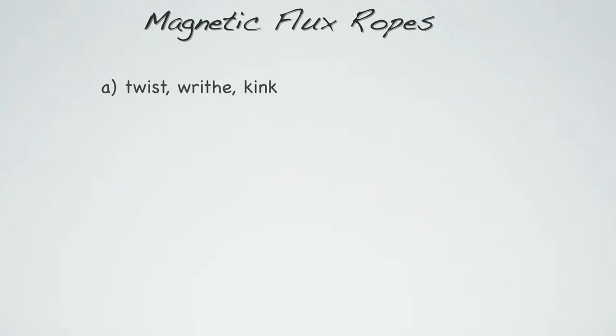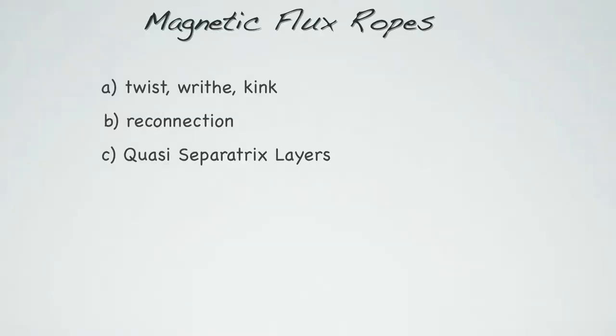So what I'm going to talk about is the ropes themselves, because they're currents and they're in a background field. There are forces on these currents, so they twist, they writhe, and they can be kink unstable. And in fact, in this experiment, the ropes are kink unstable. I'll tell you what I mean by that. We're talking about two magnetic ropes, and in this experiment, we can force them to collide periodically. When they do, some magnetic energy is destroyed in a process called reconnection. I'll mention something called the quasi-separatrix layer briefly, which essentially tells you where the reconnection is happening.